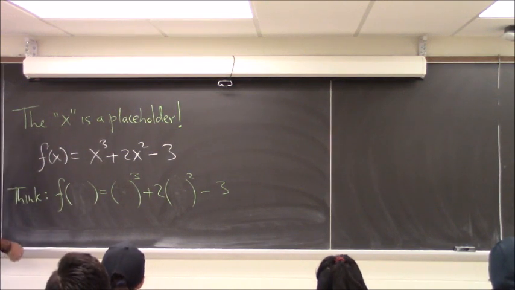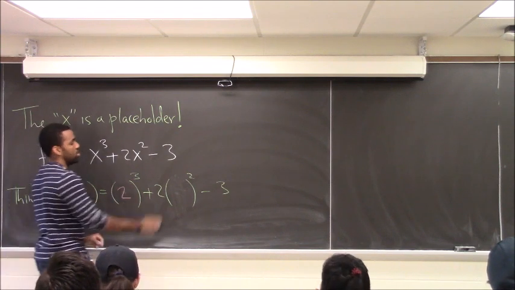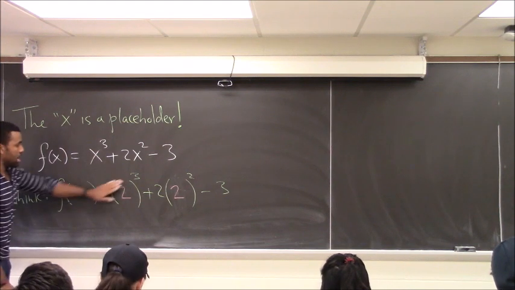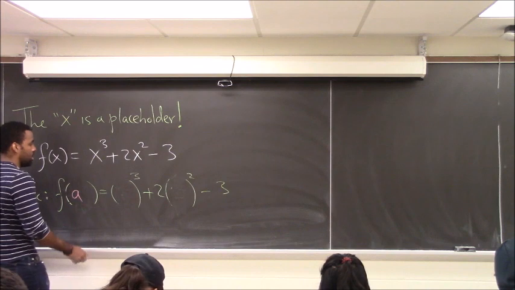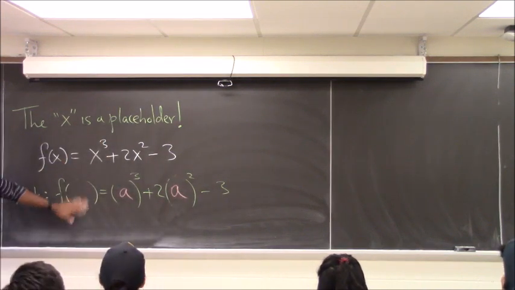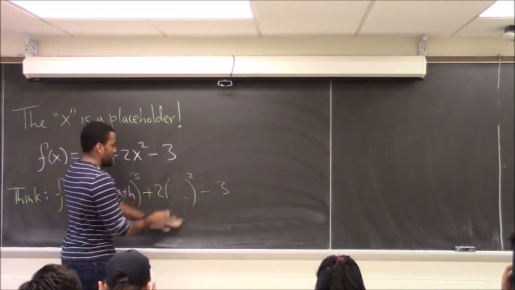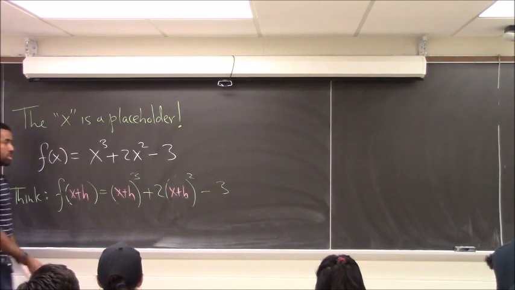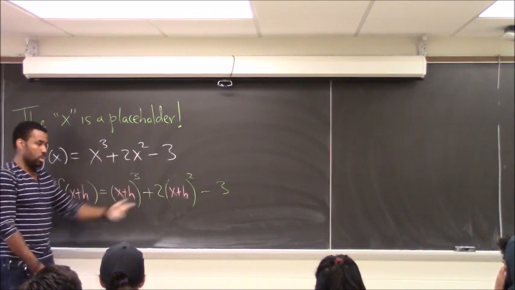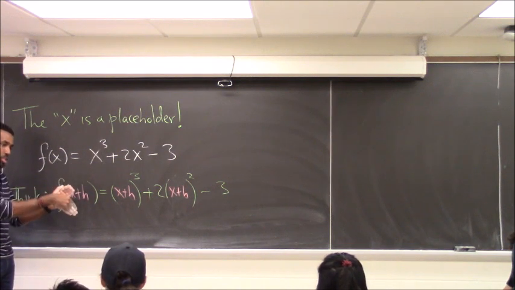So if you want to find f of 2, that means you're going to take 2 cubed, take 2 times 2 squared, and subtract 3. If I ask you what is f of a, you're going to take a cubed, take 2 times a squared, and do that. If I ask you what is f of x plus h, it means you're going to take x plus h cubed, 2 times x plus h squared, minus 3. Whatever I put in here is going to show up in these positions. Don't think of the x's as x's. Think of them as positions that you can put something into.